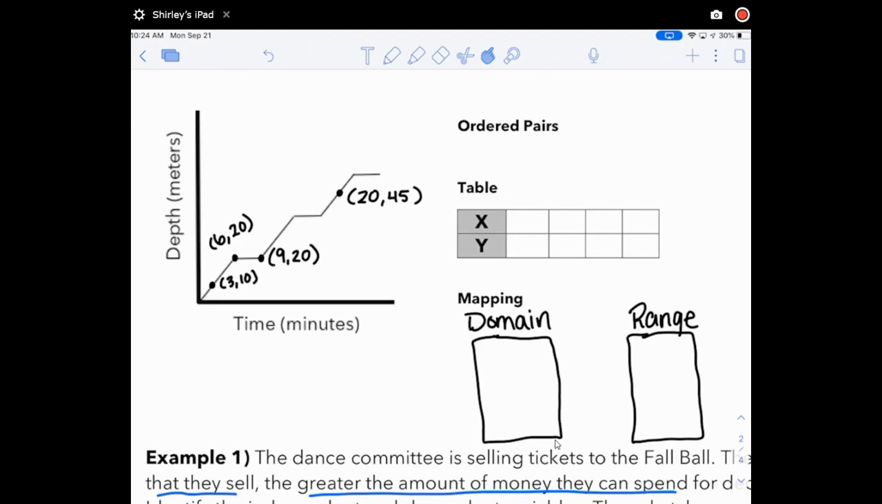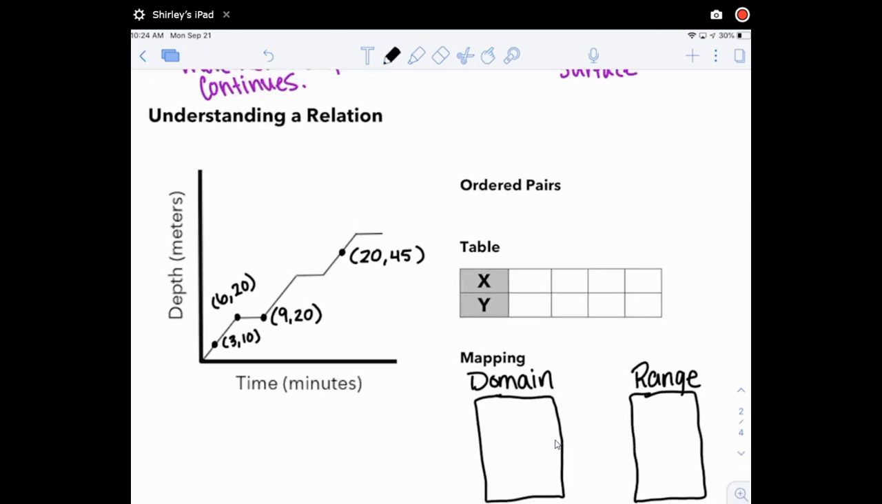This example that we just looked at, comparing time to depth and time to pressure or depth to pressure, something we call a relation. A relation is really just a set of ordered pairs. So we're going to write that in. A relation is any set of ordered pairs talking about two variables that I can compare. And what we're going to go through here is how to represent it in different ways.